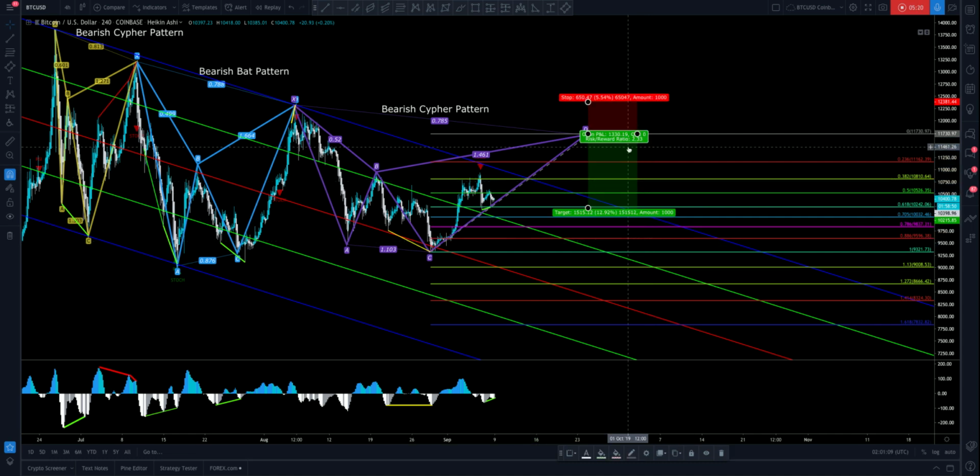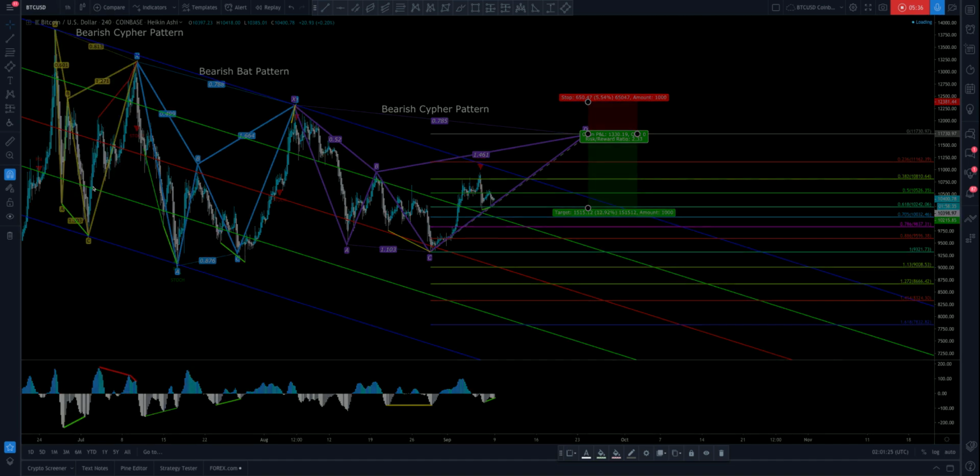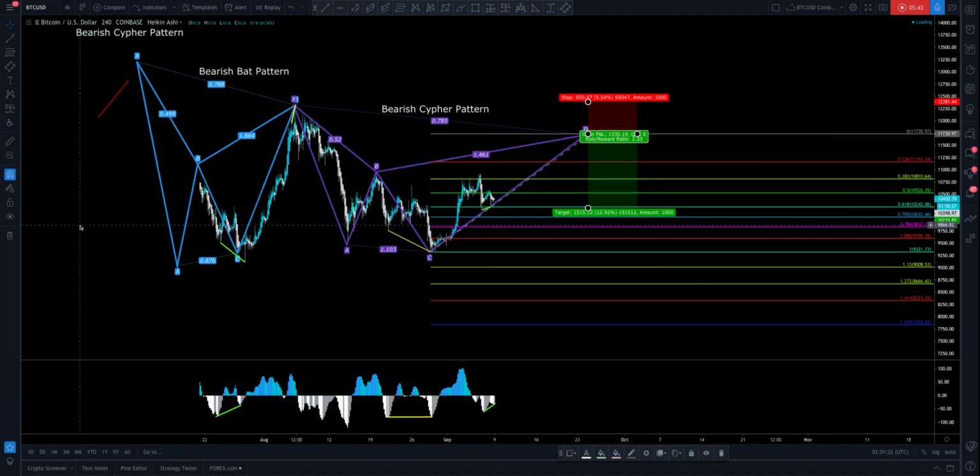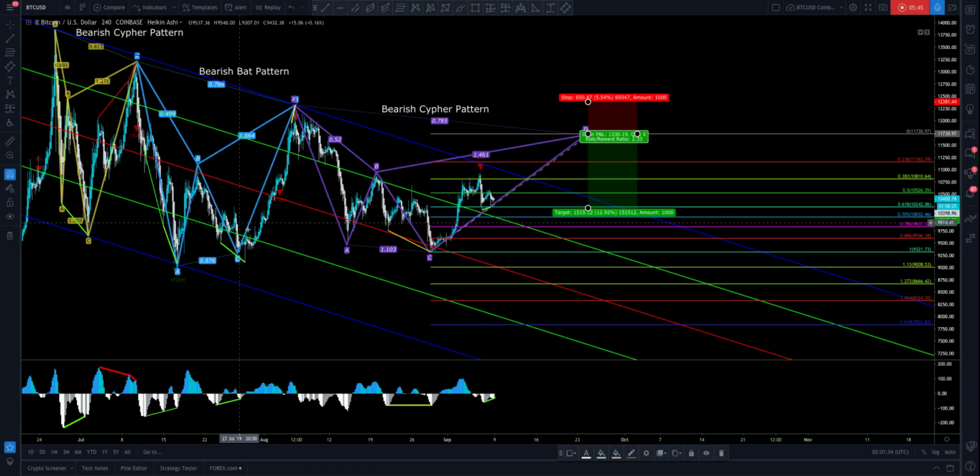Reason I say that is we have an even larger harmonic pattern forming on the daily, and I've said this plenty of times before, but the larger the time frame, the more significant the pattern. As you know, we saw this 1 hour Gartley play out really nice here. That was a 1 hour pattern. So now look at this larger 4 hour bearish cipher pattern. Once this plays out, this is going to be a large short position here.